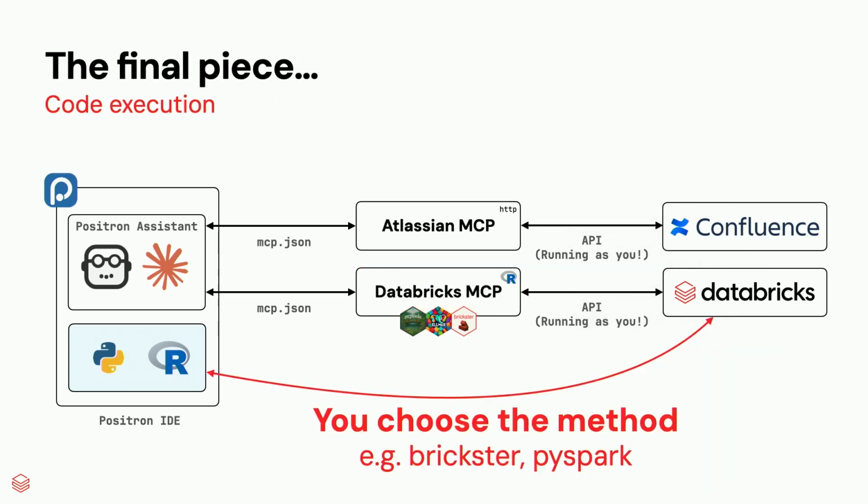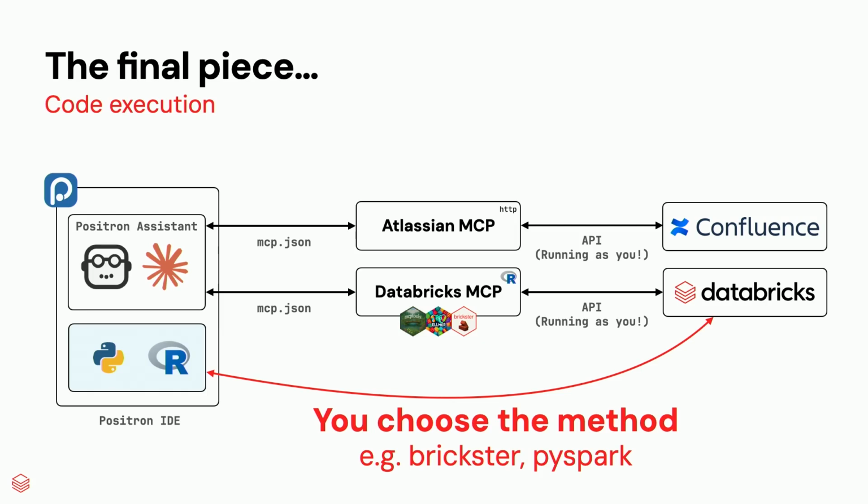The cool thing here is you actually still get to decide how this code runs. So just because I wrote the MCP server in R, it doesn't mean I need to use R to run everything. I can use Python and it's just fine, because the assistant is going to write the code that talks to Databricks using whatever method I want. If I want to use PySpark, that's fine.